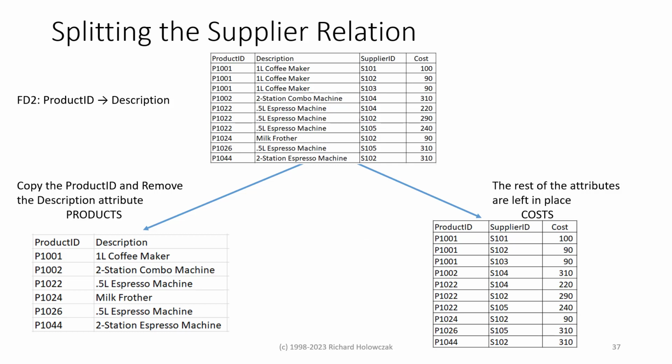What else happens here? The original supplier relation ceases to exist. It is removed from our relational model. Now we have two brand new relations that we have never seen before, products and costs. So now we have to normalize them. We've taken out supplier, we've put in products and costs, now we continue the normalization process.